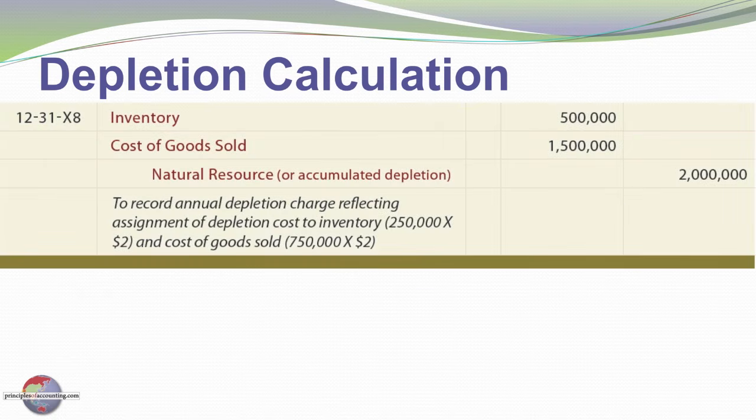So here's a journal entry for depletion for this particular period. Here I'm crediting the natural resource $2 million, or alternatively I could have simply credited accumulated depletion, more likely just crediting the natural resource in this case. 500,000 of that cost is allocated or debited to inventory, and 1,500,000 winds up in the cost of goods sold account.